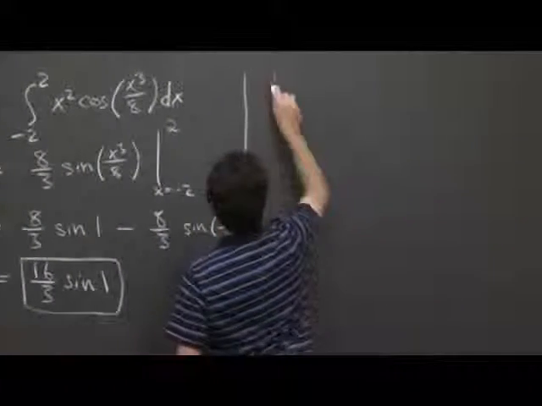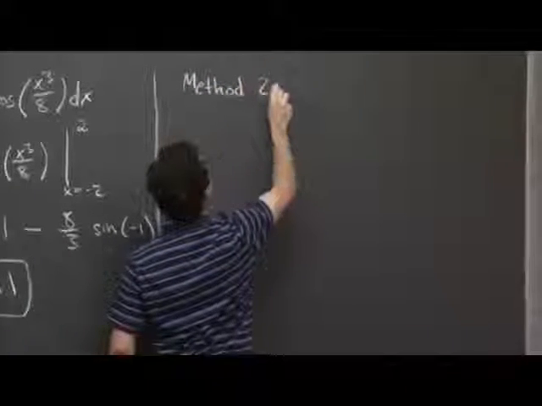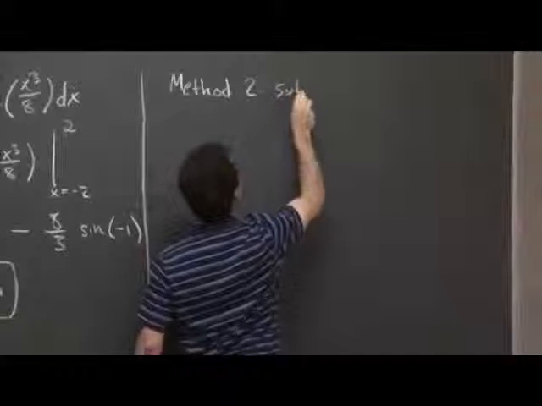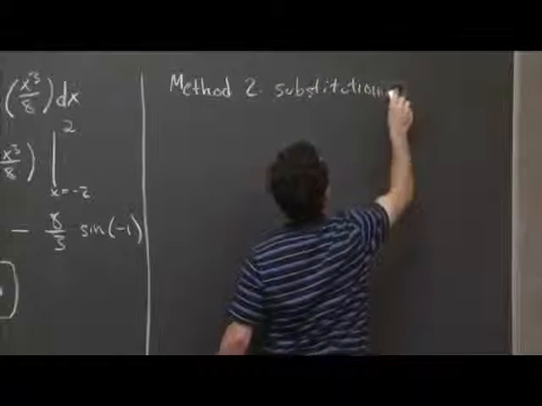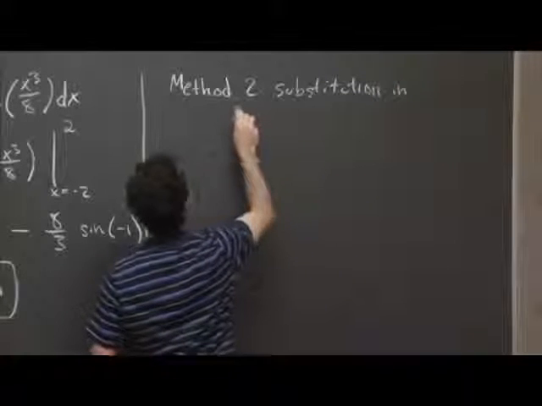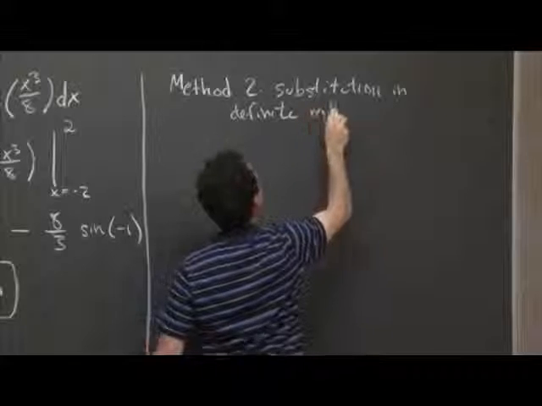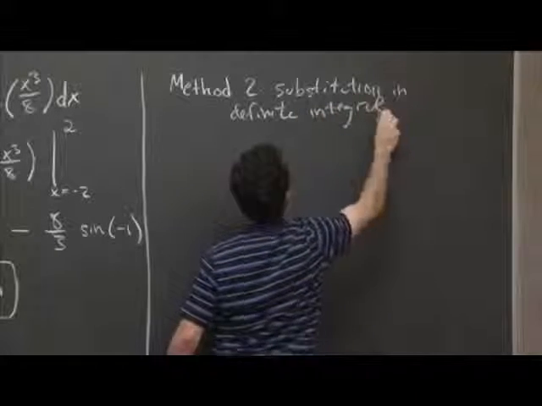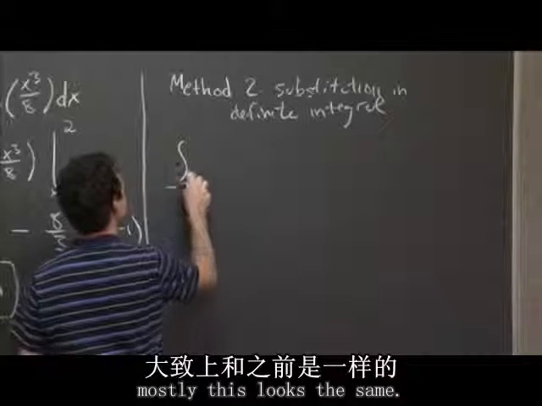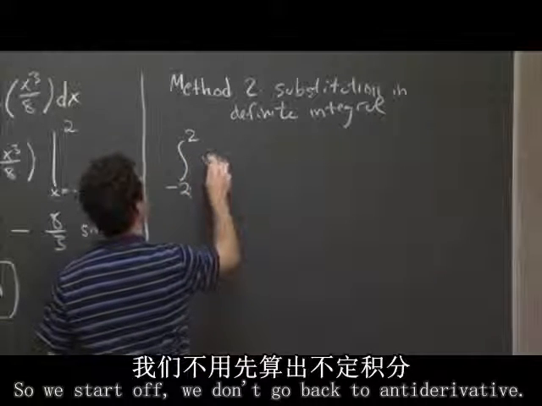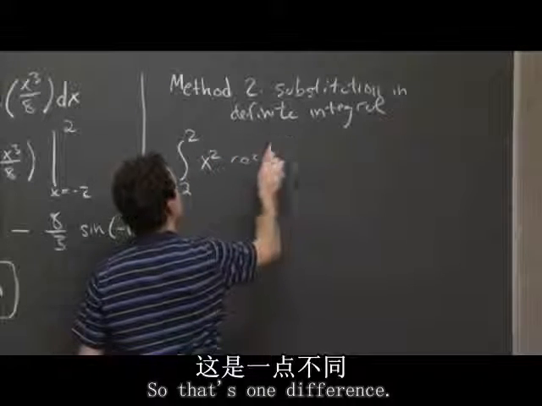Method 2. So now, when we do it this way, mostly this looks the same. We start off, we don't go back to the antiderivative. We start off with the definite integral. So that's one difference.